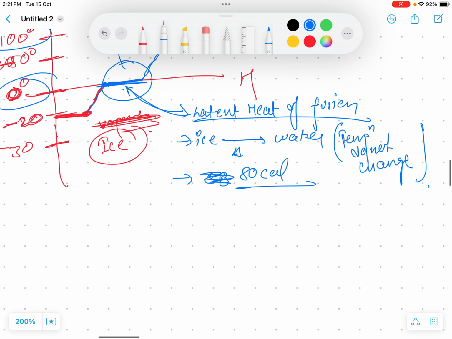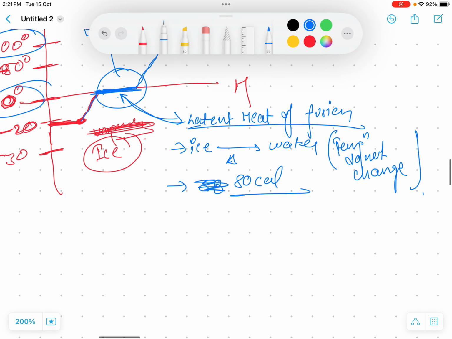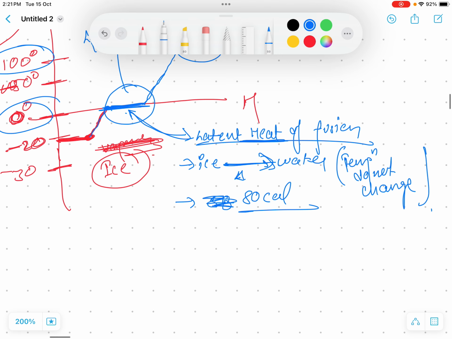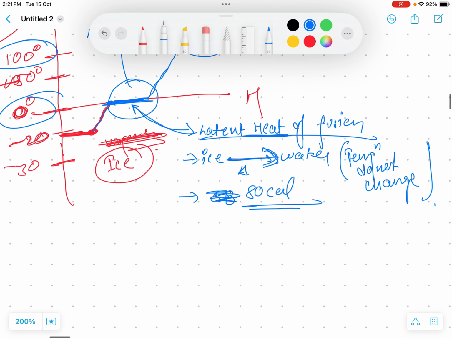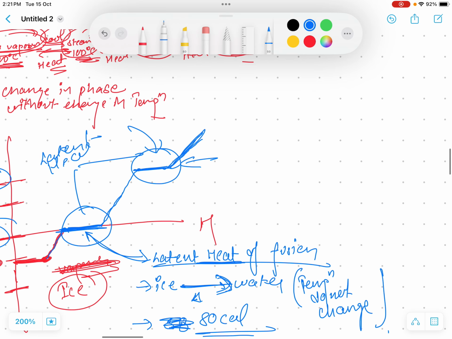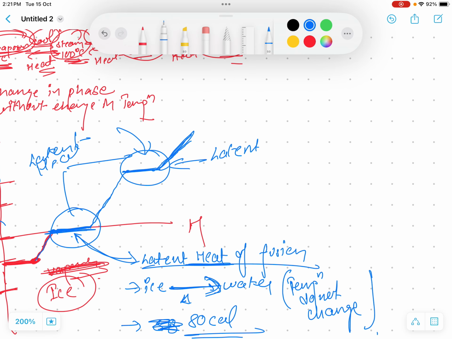So what is the latent heat of fusion of ice? It is actually the heat to change the phase without changing temperature. Hope you have understood. And at this point, what is this? At this point, this is latent heat of vaporization.